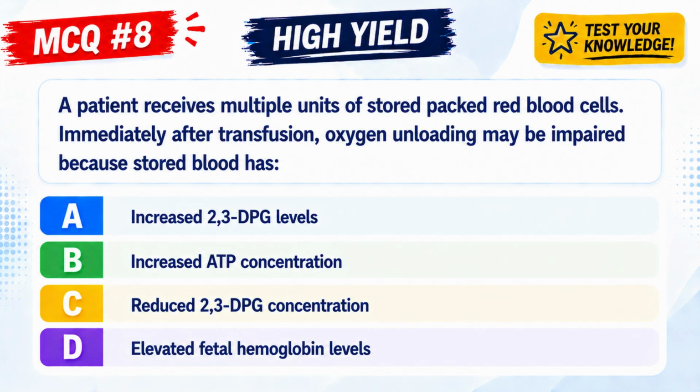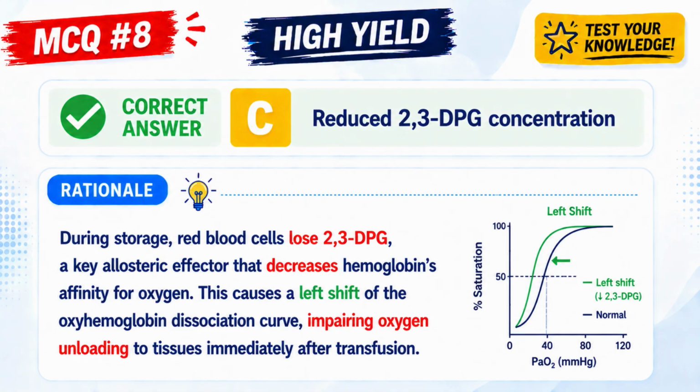A patient receives multiple units of stored packed red blood cells. Immediately after transfusion, oxygen unloading may be impaired because stored blood has A. Increased 2,3-DPG levels, B. Increased ATP concentration, C. Reduced 2,3-DPG concentration, D. Elevated fetal hemoglobin levels. The answer is C. Reduced 2,3-DPG concentration.